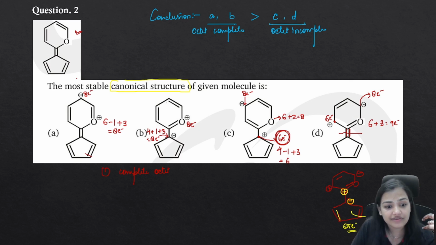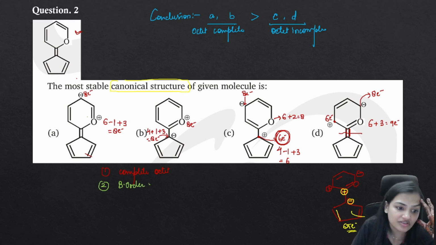Now, after the octet is complete, the second point that we have to look for is the bond order. The bond order has to be higher. If you count the number of covalent bonds, you can find the right answer. We have 1, 2, 3, 4, 5, 6, 7, 8, 9, 10, 11, 12, 13, 14, 15, 16, 17. 17 is the bond order.